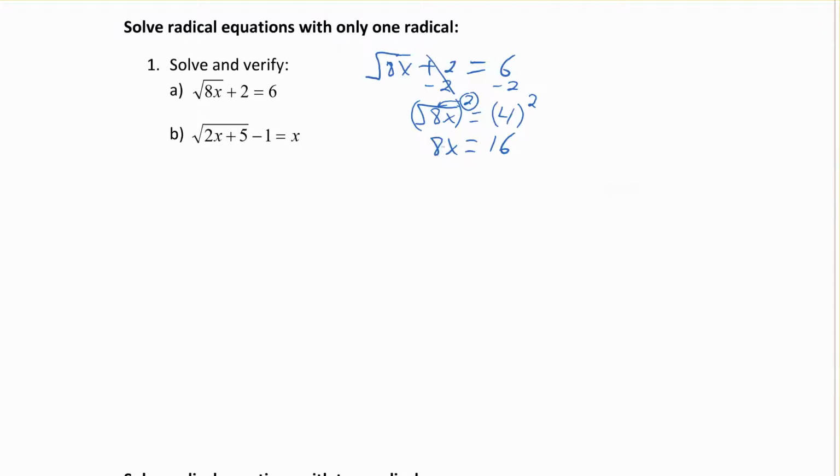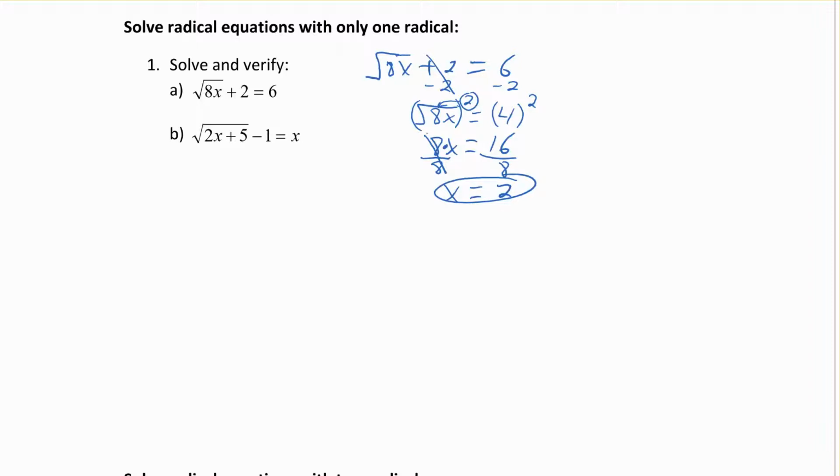Last step now, you always want to do the opposite of what's being done. Right now 8 is being multiplied by x, so I'm going to do the opposite and divide both sides by 8. Divide that side by 8, divide that side by 8. And what I have is x is equal to 2. So that's the general way that we're going to solve these questions.